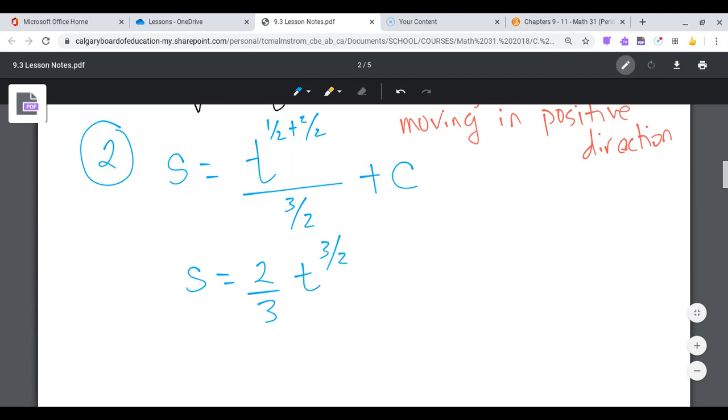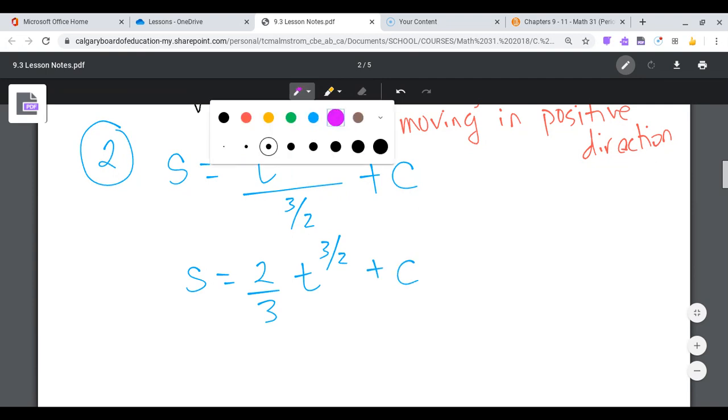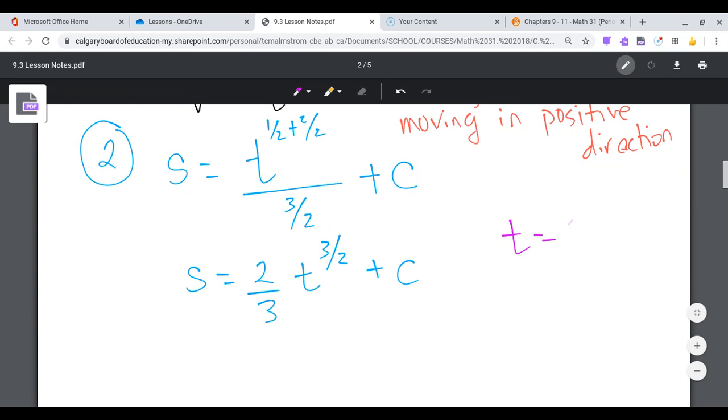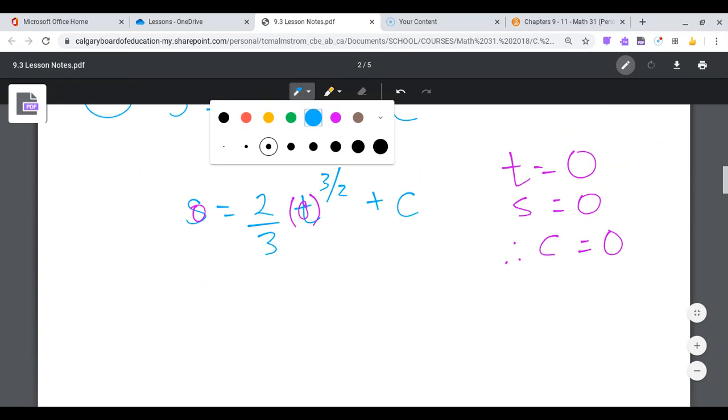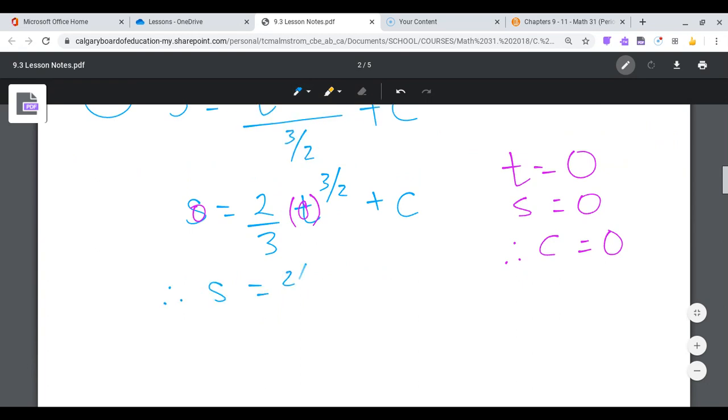And then let's think about what the c value would be. Okay, so if at time 0 my particle hasn't moved, then s is equal to 0. So hopefully you'll then again notice that therefore c would have to be 0, right? So if this was put in as 0 and this was put in as 0, c has to come out to be 0. So that leaves my position function s as 2/3 t to the 3 halves.